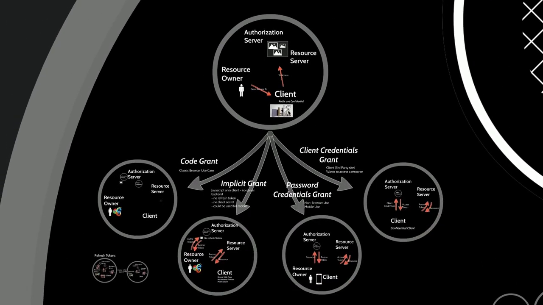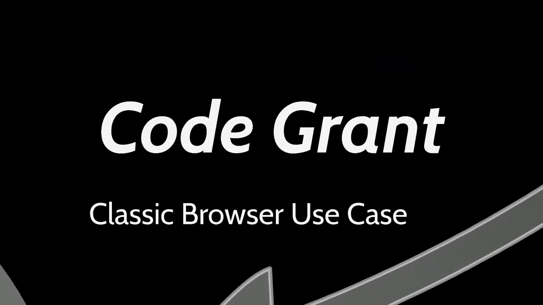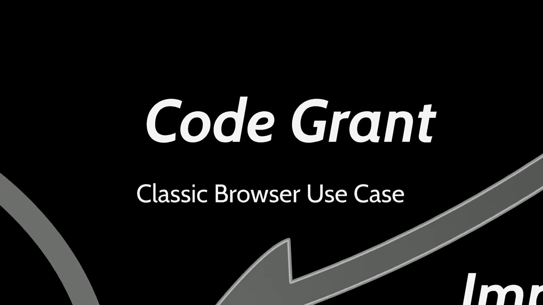So we're going to get into the hardest part of this, and it's going to take about 5 minutes to get through the most complex part, and then the rest is a breeze. So there's 4 different ways you could do this. Code grant is the most complex, but the most common use case. So we're going to go through that in depth, and then we'll kind of breeze over the rest of it.